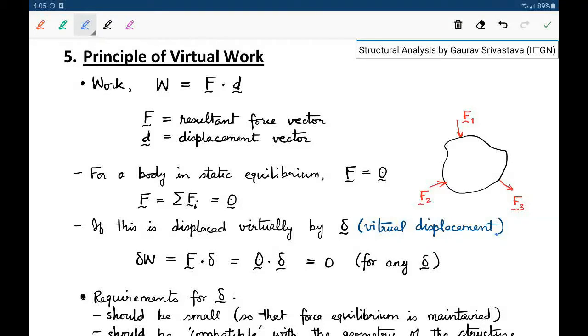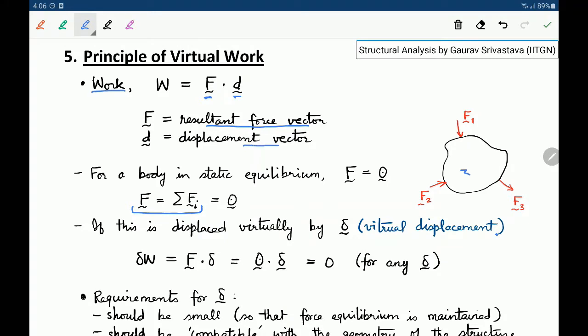So basically, from the basic physics definitions, we know that work is the dot product of the force and the displacement. So work is a scalar quantity where we take a dot product of two vectors, the force vector and the displacement vector. And if we are talking about a body in general, F is the resultant force vector, which means it is the vector sum of all the forces acting on a body, and D is the displacement vector that that body undergoes.